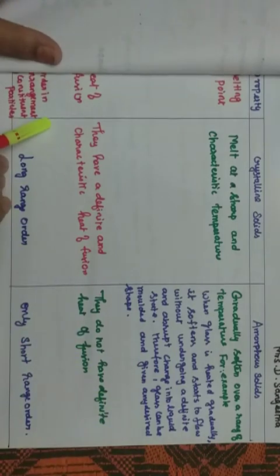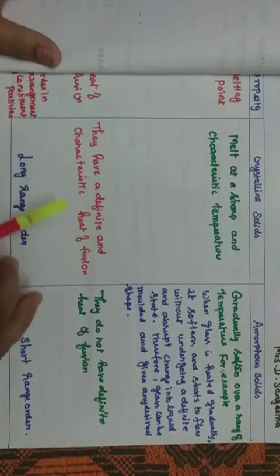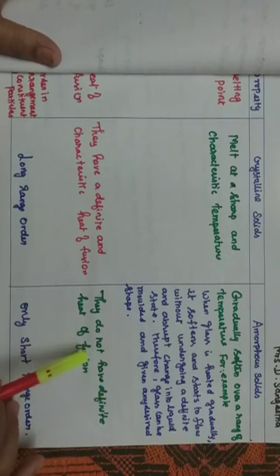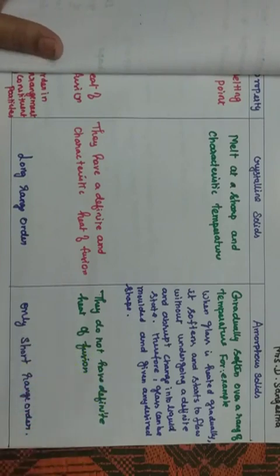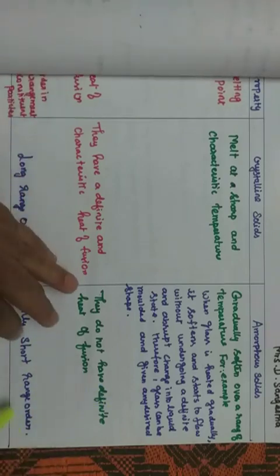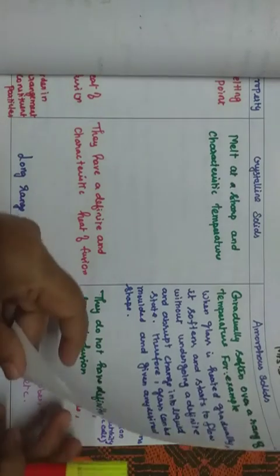Next point is heat of fusion. Crystalline solids have a definite and characteristic heat of fusion. Amorphous solids do not have any definite heat of fusion. And next, ordered arrangement of constituent particles. Crystalline solids have long range ordered arrangement. In the case of amorphous solids, there is only short range ordered arrangement.